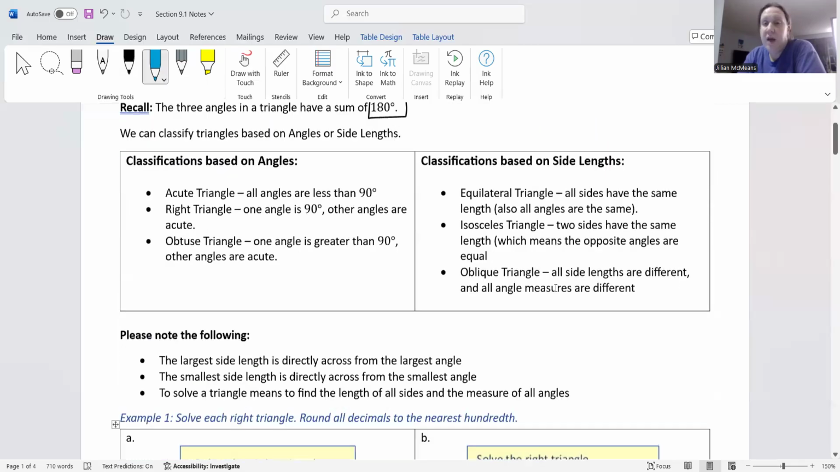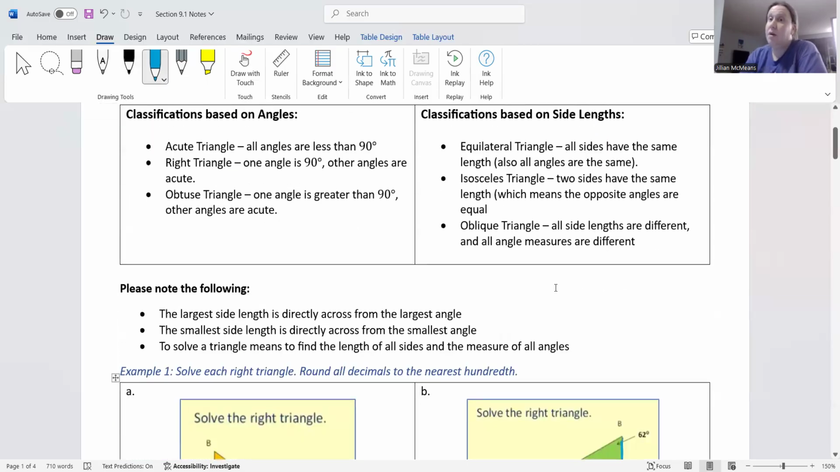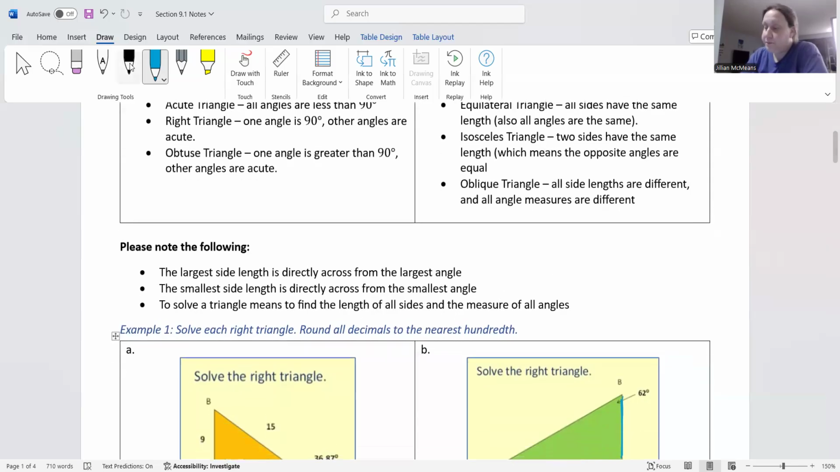And then finally, we can have what's called an oblique triangle, and we're going to deal a whole bunch with oblique triangles in the next 2 or 3 sections. Those are situations where all of the lengths are different and all of the angle measures are different, so nothing matches. Okay?